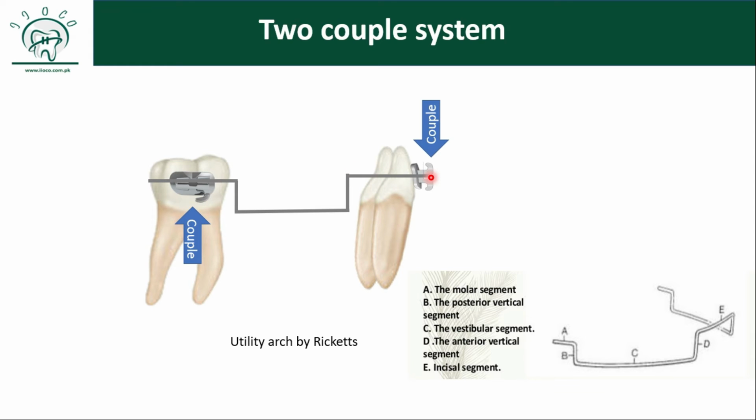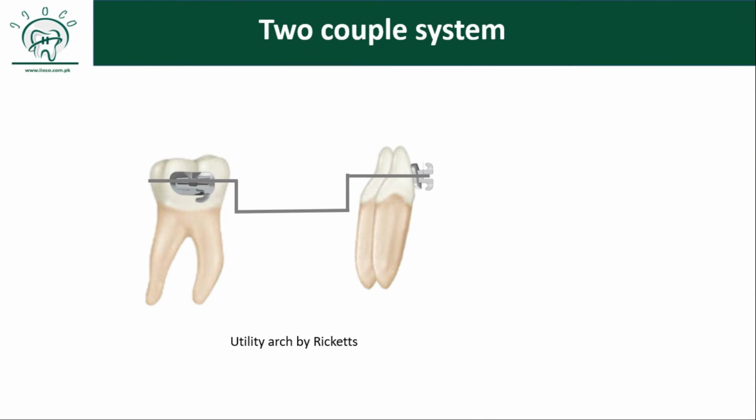Ricketts' utility arch is a bypass arch, means that you will not engage this utility arch in canines and premolars and you are bypassing them. And the reason is very simple. As you know that intrusion needs very light force, especially lower incisors need just 40 grams of force for intrusion. Therefore, you try to increase the length of the wire because increasing the length results in increase in springiness of the wire and eventually you will reduce the force magnitude.